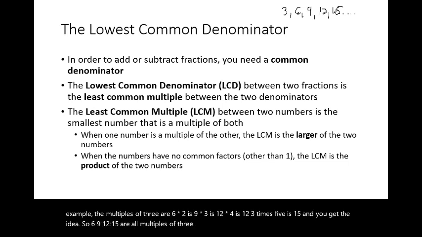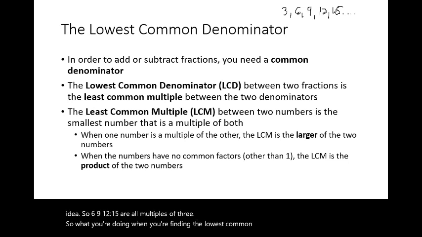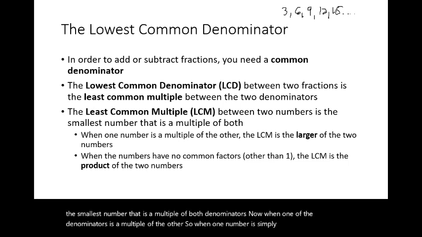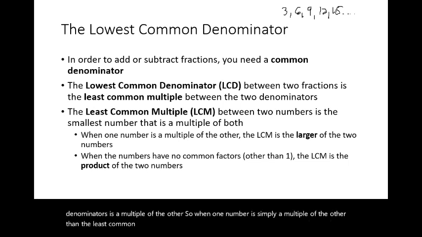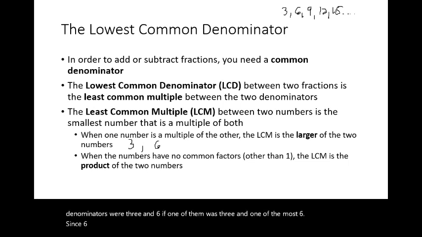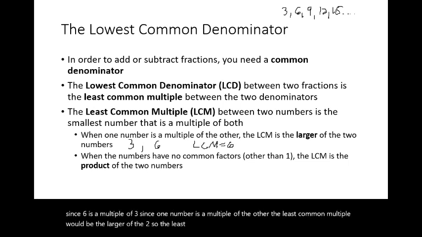So what you're doing when you're finding the lowest common denominator is you are finding the smallest number that is a multiple of both denominators. Now, when one of the denominators is a multiple of the other, then the least common multiple is the larger of the two numbers. So for example, if your denominators were 3 and 6, since 6 is a multiple of 3, the least common multiple would be the larger of the two. So the least common multiple between 3 and 6 would be 6.